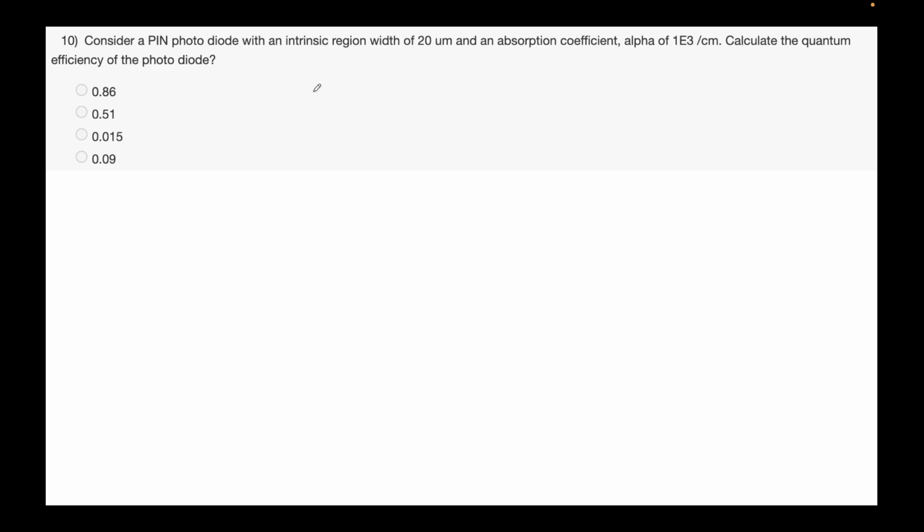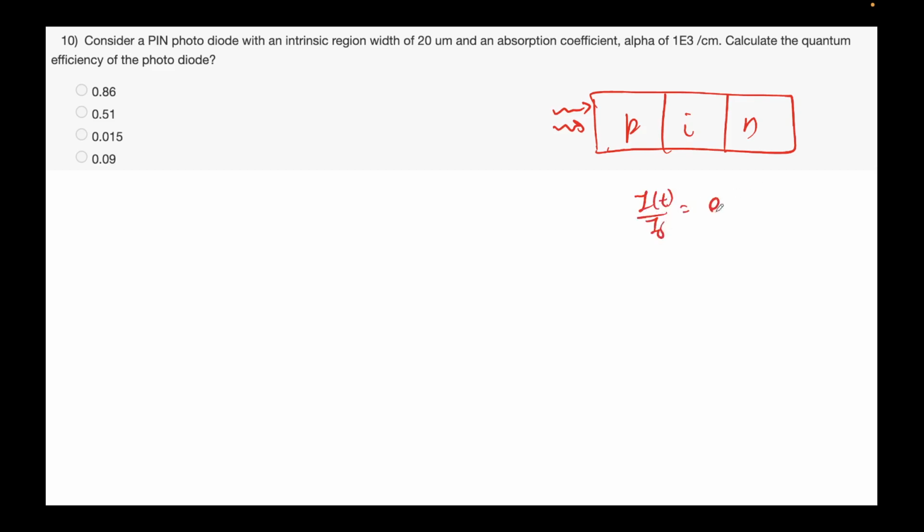Okay, the last problem for today is we have a typical PN photodiode with an intrinsic width of 20 microns. So what essentially is happening is this is P, this is I, this is N. So this whole thing is just a depletion region. We need to determine the quantum efficiency of the photodiode. If you recall, as I told you, if the light is falling here, let's say, I_T divided by I naught is given by e to the power minus alpha d, or alpha t, the thickness, whatever that is. Transmitted is related to the thickness of the material, right?